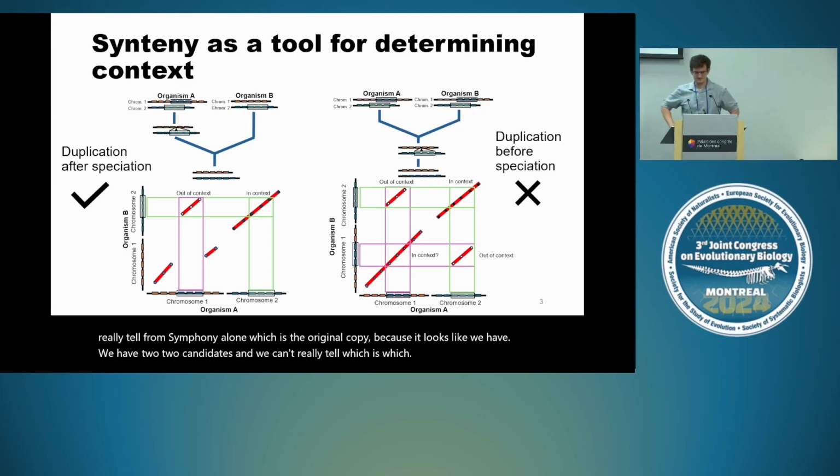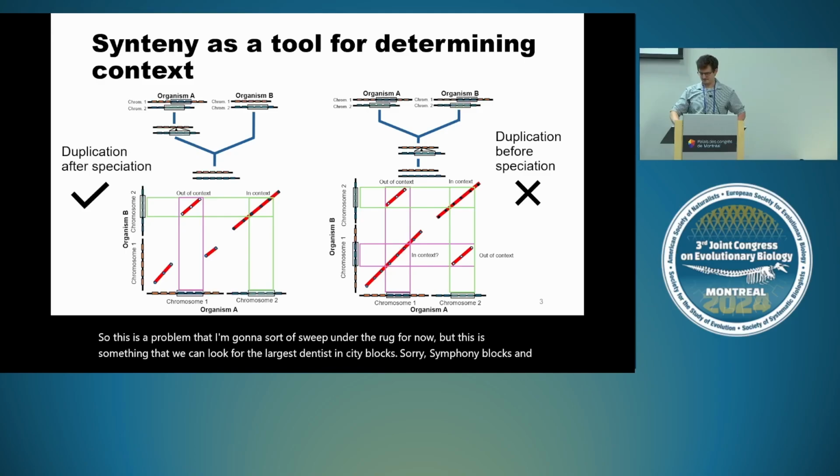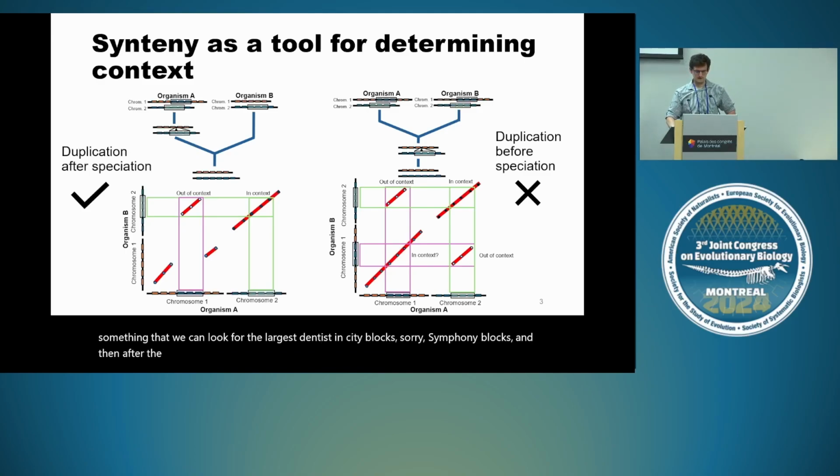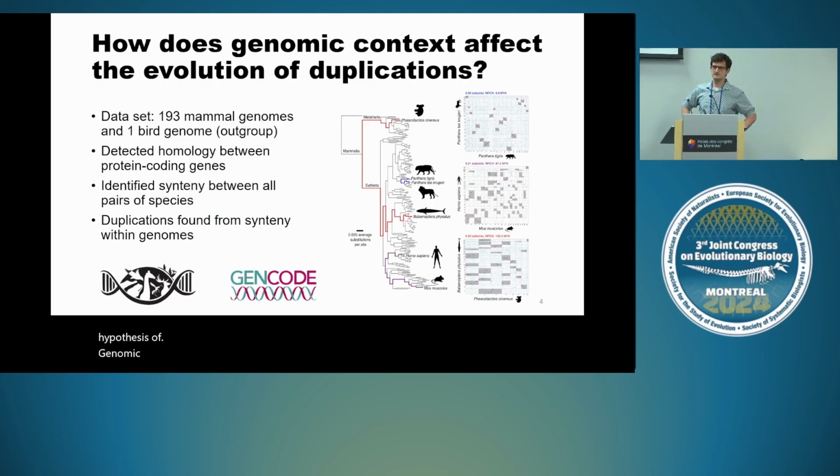So this is a problem that I'm going to sort of sweep under the rug for now. But this is something that we can look for, largest synteny blocks, and then after the fact sort out when the duplications happened. So we wanted to test this hypothesis of genomic context determining the conserved copies of genes from a duplication on a large data set using this method.